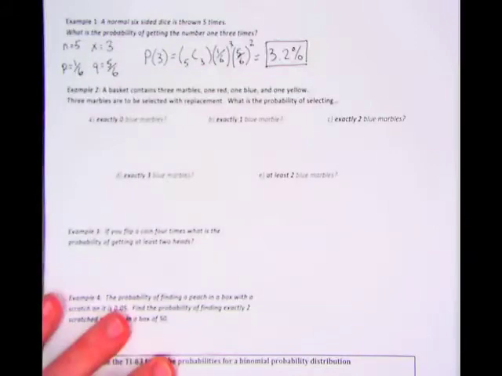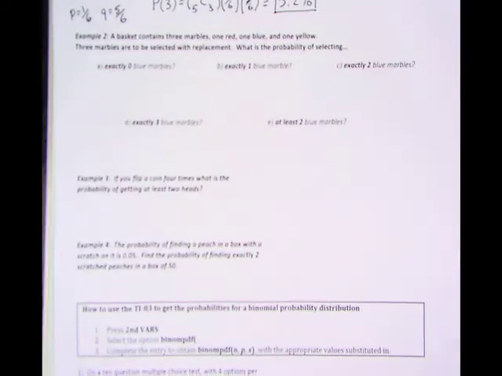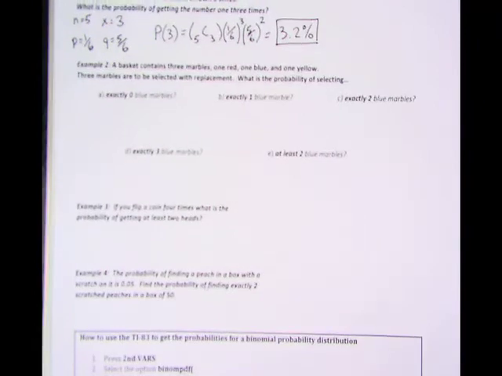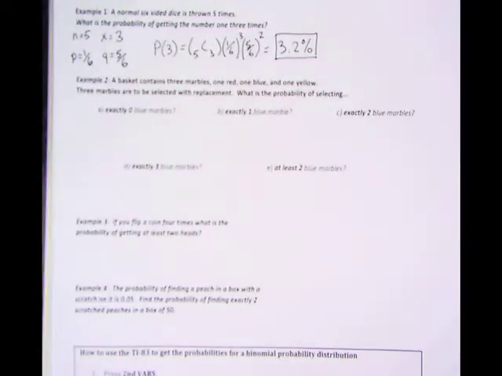All right, our next example is going to look pretty familiar. It says a basket contains 3 marbles, 1 red, 1 blue, and 1 yellow. 3 marbles are to be selected with replacement. Okay, so this is the same example that we did on the first page with the sample space. So we're just going to see that this binomial probability formula does work for solving these. So exactly 0 blue marbles.